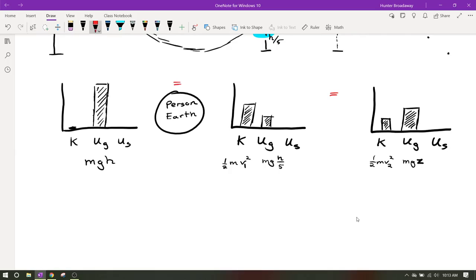Okay, so what we're going to do is take this one and this one, and set them equal to each other. So at the very beginning of the slide, we have a total energy of mass times gravity times the height. And at the very end, when we're looking for the maximum height, we're going to have this 1/2 mV2 squared plus mgz. Is everybody okay with that?